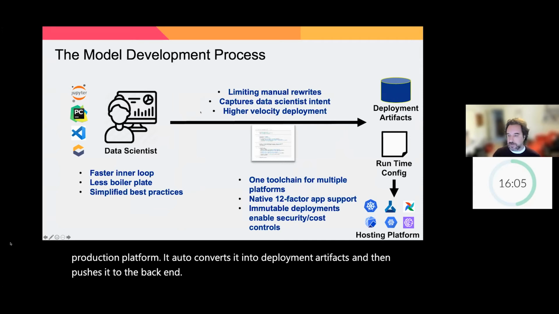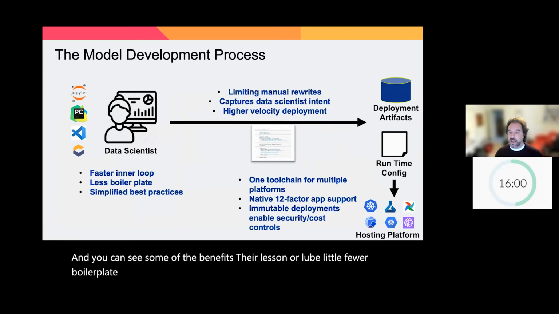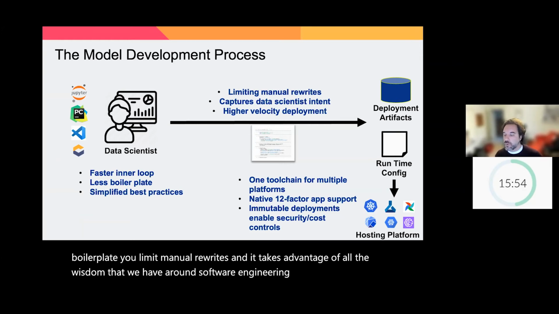And you can see some of the benefits there. Less inner loop, fewer boilerplate, you limit manual rewrites, and it takes advantage of all the wisdom that we have around software engineering, 12-factor app support, tool chains, and so on and so forth.